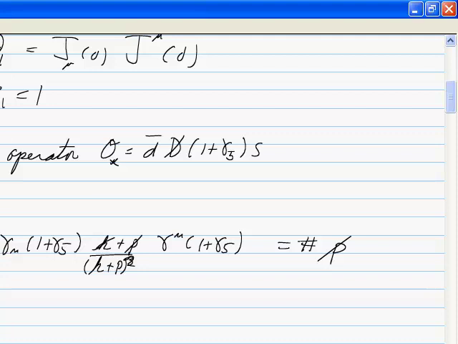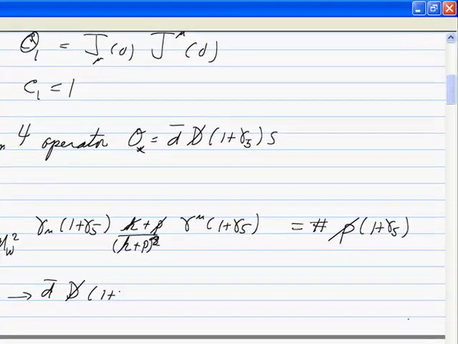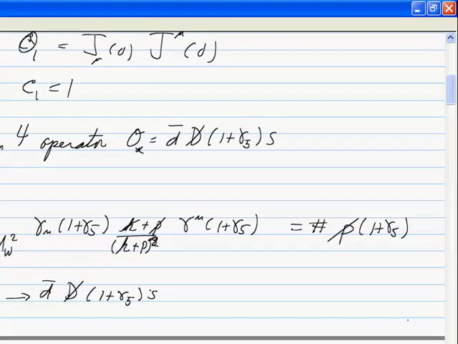So 1 plus gamma 5, sorry, I have a 1 plus gamma 5 still. So that's then the operator that's appropriate to that. That would be equivalent to an operator O bar, it would be d slash 1 plus gamma 5 F. But since this is gauge invariant, it has to turn into D bar, capital covariant derivative, 1 plus gamma 5 F.